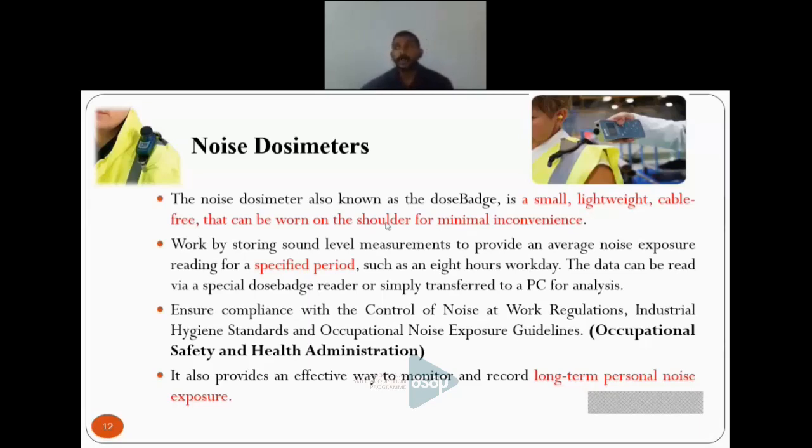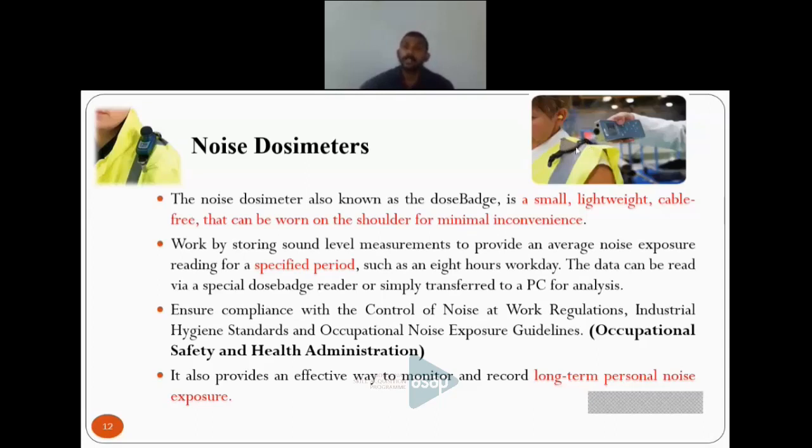And this can be done for a specified period. As per the labor rules in India, an 8-hour exposure, the working hours, is considered. Here the 8-hour working exposure is mainly considered. If a man is going for work, the noise dosimeter is just worn on the shoulder, and he will continue his work. After completion of work, the data can be collected. Here you can see the DOS badge reader, which can be used to analyze or collect the data.